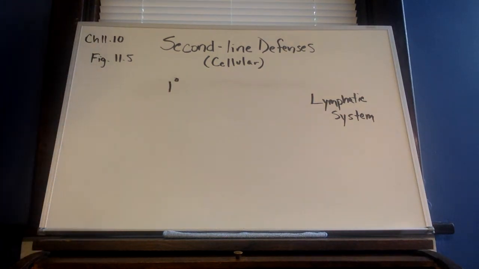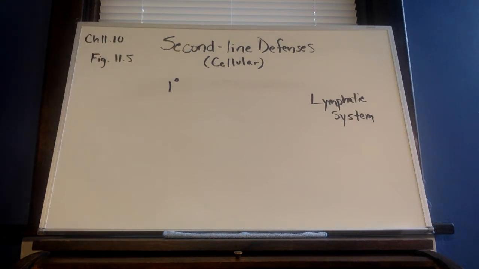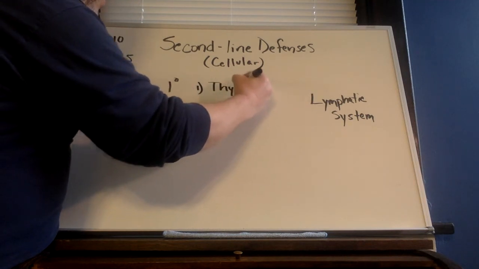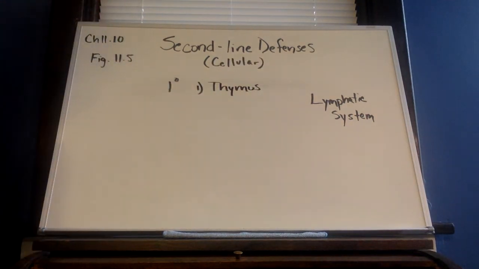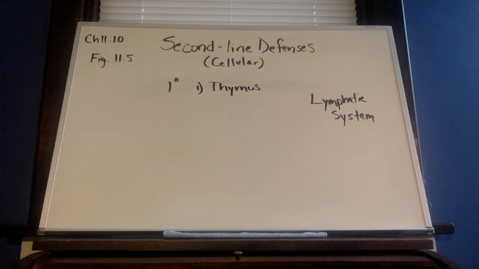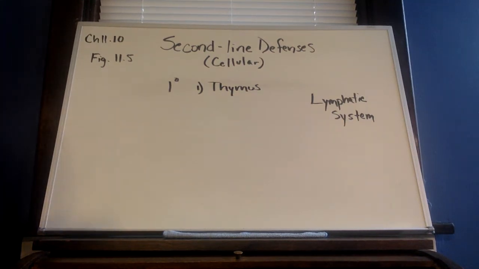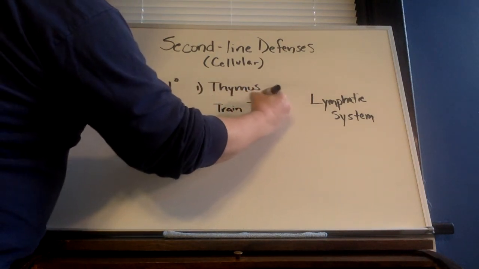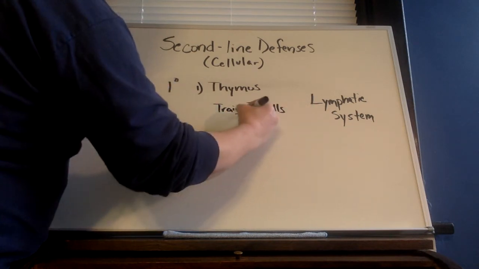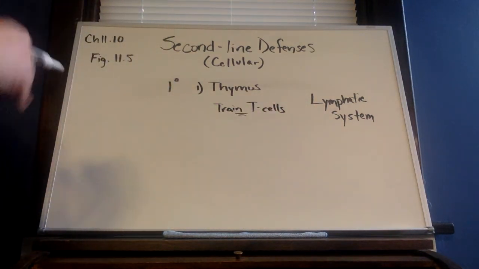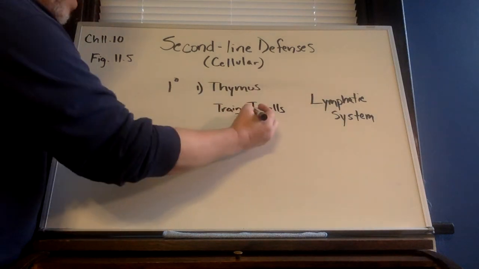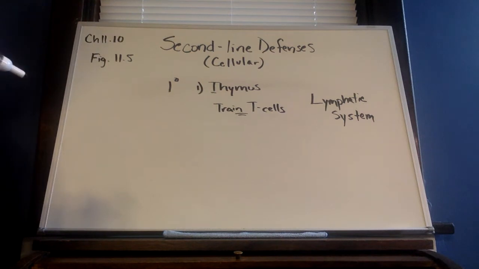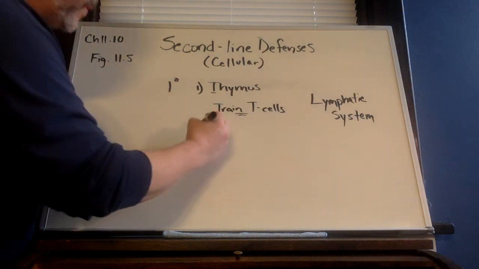There are only two primary lymphoid organs. The first one is the thymus. The thymus is going to be important when we get to third line defenses. So this is where we are going to train our T cells, which will be part of our third line defenses. So sort of put that in the back of your head right now. But T in thymus, because T cells will originate and get trained in the thymus.